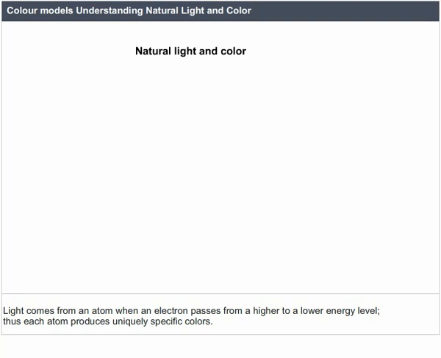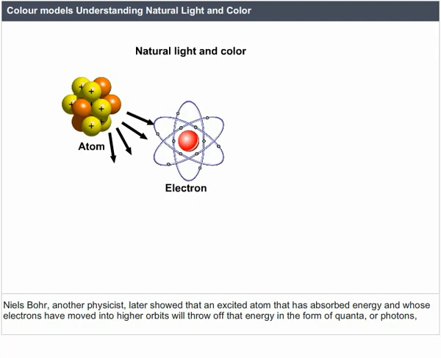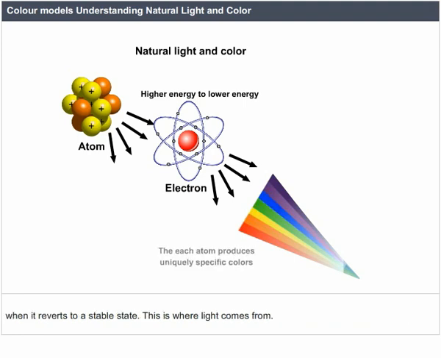Color models. Understanding natural light and color. Light comes from an atom when an electron passes from a higher to a lower energy level. Thus, each atom produces uniquely specific colors. This explanation of light, known as the quantum theory, was developed by physicist Max Planck in the late 19th century. Niels Bohr, another physicist, later showed that an excited atom that has absorbed energy and whose electrons are moved into higher orbits will throw off that energy in the form of quanta or photons when it reverts to a stable state. This is where light comes from.